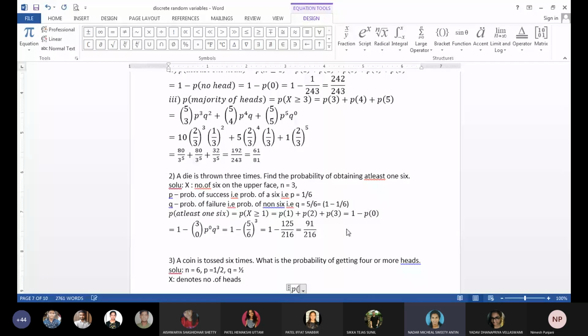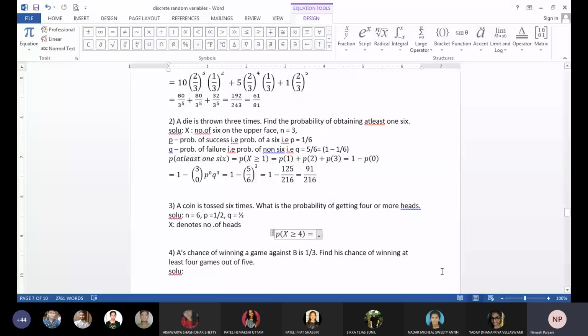Yes, sir. What we have to find? Getting 4 or more heads. So 4 or more, that is X greater than or equal to 4. Right? X greater than or equal to 4. That is what we have to find.